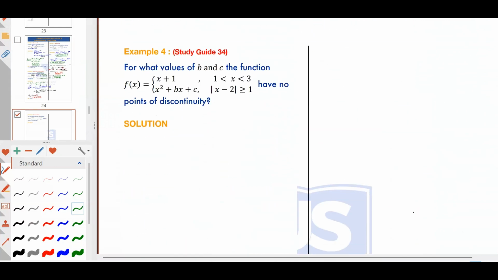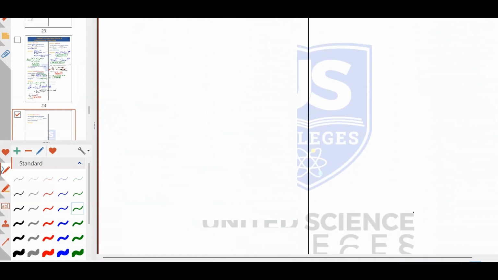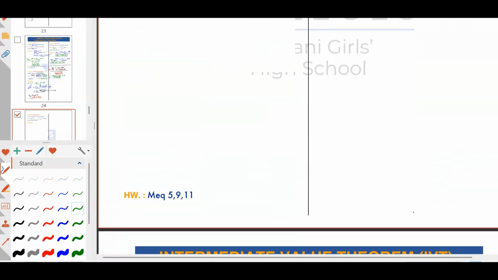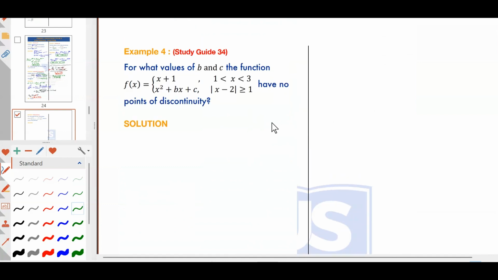Okay, one last question. This type has come up in the exam 3 times so far.